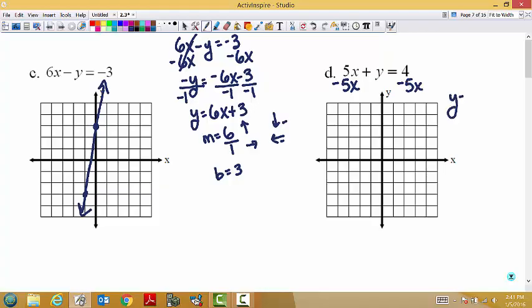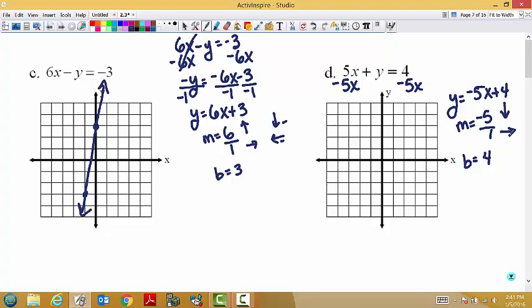So y, I could put 4 minus 5x, or I could write negative 5x plus 4. So m is negative 5 over 1. Everything's over 1 if it has no number. And b is 4. So I'm going to go down 5 because it's negative and right 1.